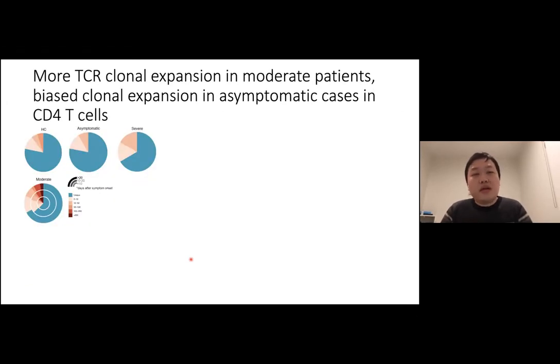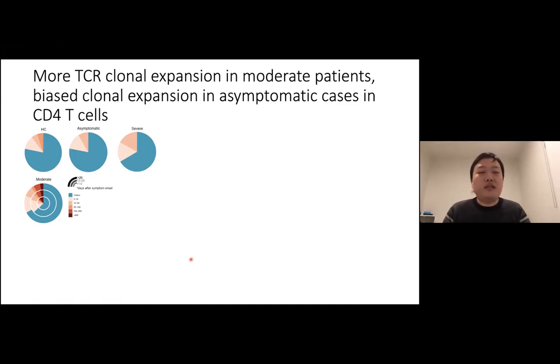And apart from that, because we performed the TCR sequencing, we can also look at its repertoire and clones. The first analysis that we did is simply look at the clonal abundance and the clonal expansion in the different samples from different conditions. We found that there's a massive TCR clonal expansion in the moderate patient, especially in the early time point, which makes sense because as time goes on, the patients start to recover from the disease, and the clonal expansion decreases.